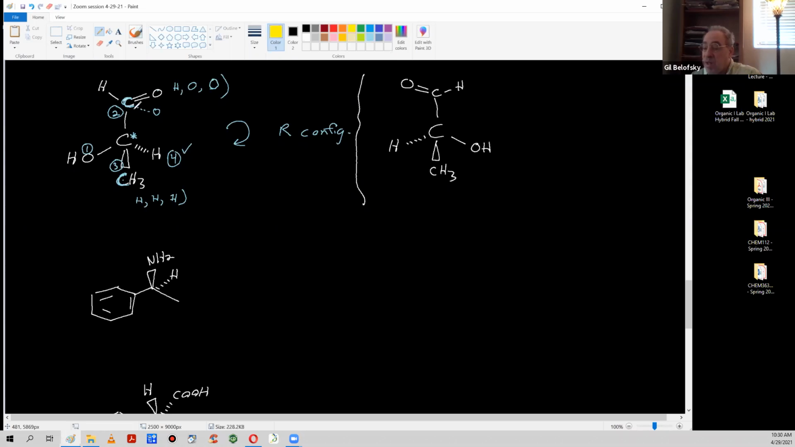Our priority groups are already assigned. They're already assigned: 4, 1, 2, 3. 1 to 2 to 3 counterclockwise with 4 pointing away from us, yes. So counterclockwise, S configuration. The mirror image is the S configuration of the R configuration. These are enantiomers.